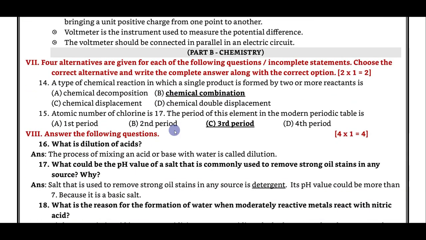Next, part B, chemistry. Fourteenth question. A type of chemical reaction in which a single product is formed by two or more reactants is a chemical combination reaction. The atomic number of chlorine is 17. The period of this element in the modern periodic table is what? Third period. You should write the electronic configuration, then the highest shell number indicates the period. Therefore, it belongs to the third period.